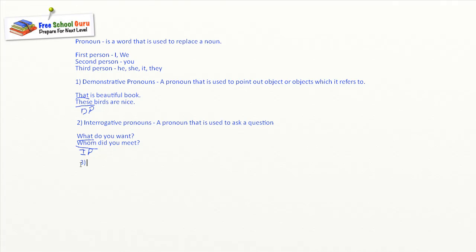I go to school myself, which means I am the receiver of the action. Action is going to the school, and how I'm doing it? Myself. So it becomes reflexive pronoun. So let's write the definition first.